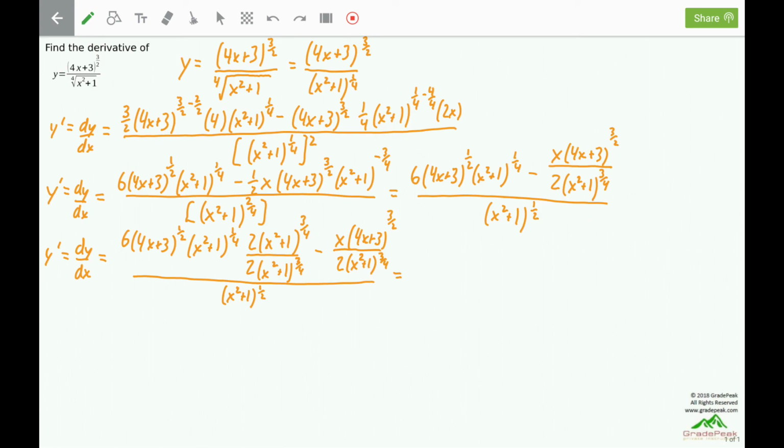Now this first term, everything in the numerator is being multiplied, so this is all being multiplied here. Now, we can move things around because multiplication can be done in any order, and that 6 and that 2 can multiply each other to become a 12. I will start with that. So we have a 12. We have the 4x plus 3 to the 1/2.